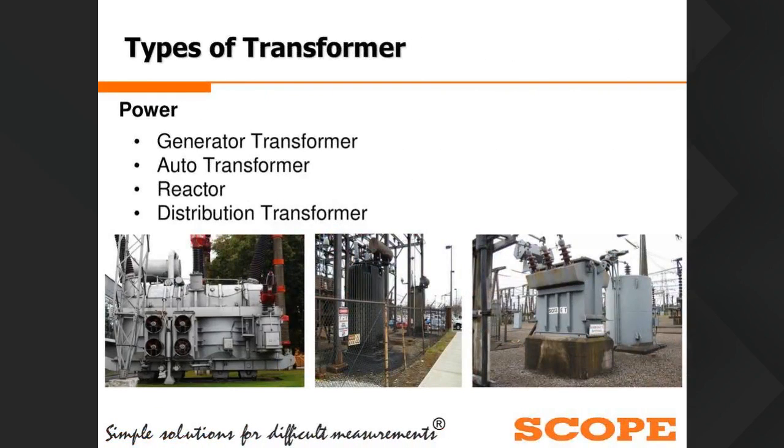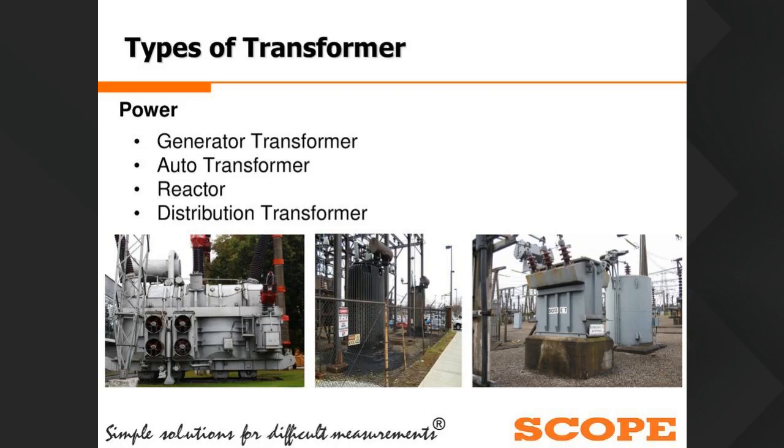As everyone is aware about the types of transformers, basically transformers are divided into power and instrument type transformers. In power type transformers, we have generator transformers used at the generating side for stepping up the voltage. Then auto transformers, to interconnect two systems. Then reactors, basically used for reactive power compensation purposes.